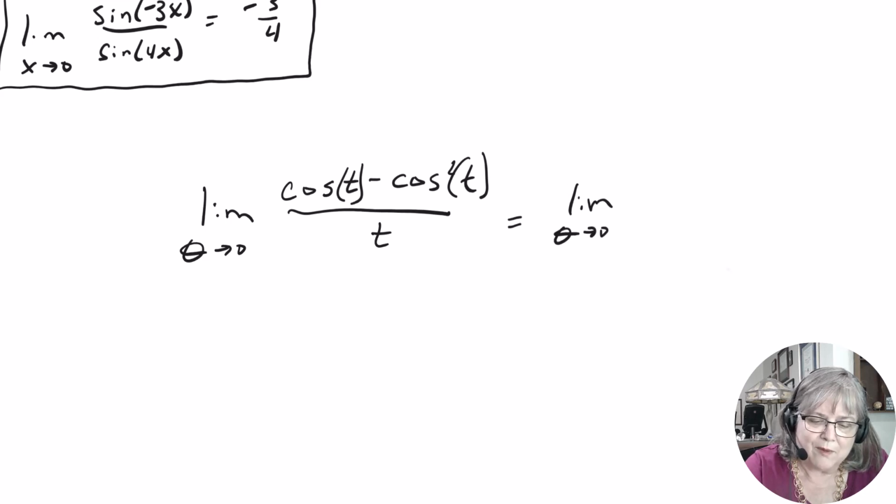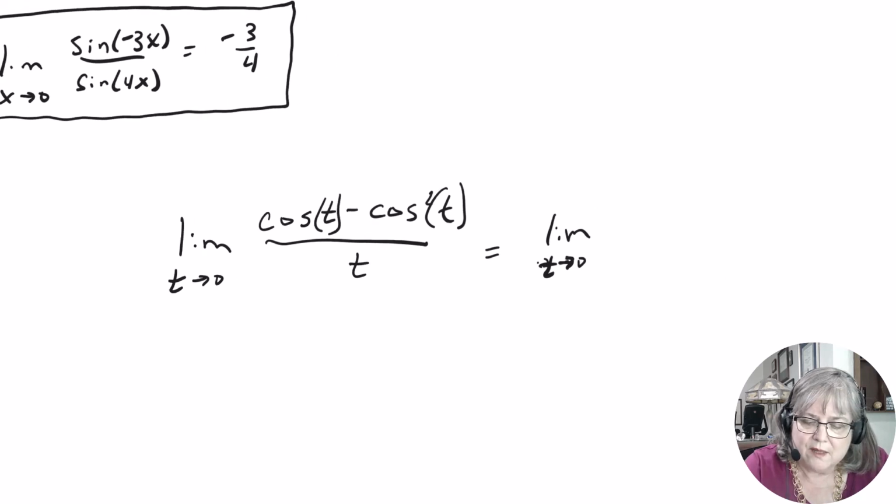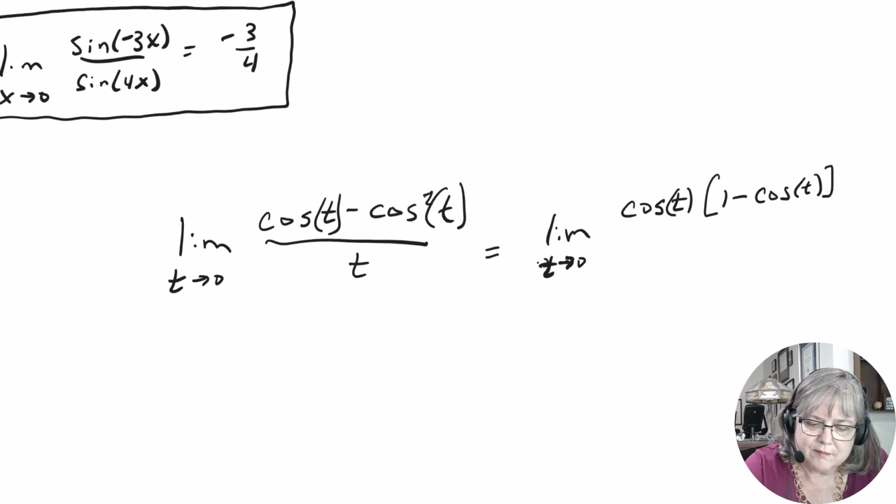Oh, well, it would help if we had the same thing. So these are t's and this is theta. Let's make this be a t. They have to match. So let's make this be a t. All right. So if we factor out a cosine t, that would leave you 1 minus cosine t, because this is a square, over t.